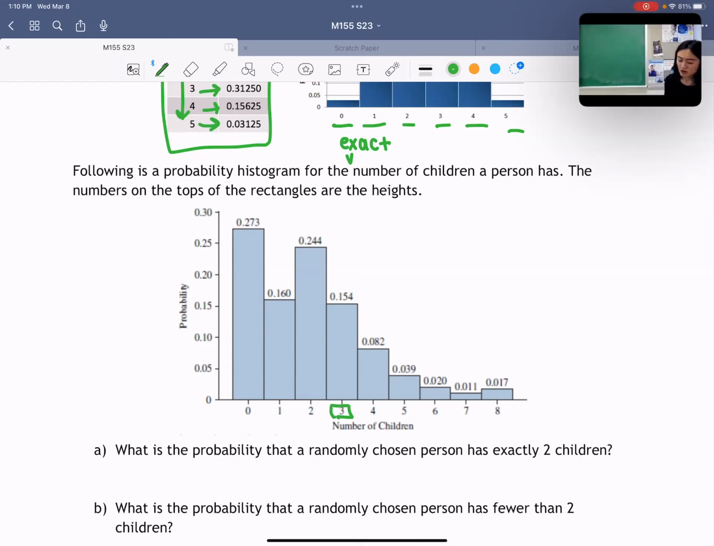Okay. Can these things happen at the same time? Can you have exactly 4 and exactly 8 children at the same time? No, right? So if they can't happen at the same time, are they mutually exclusive? Yes, right? It's kind of like the opposite of what you think. These things are mutually exclusive.